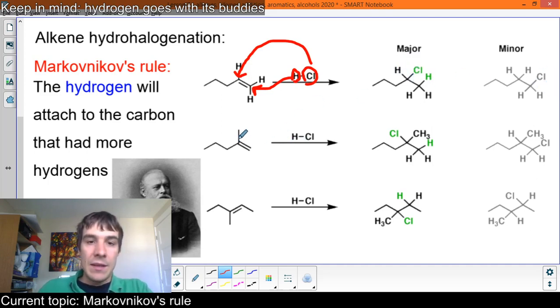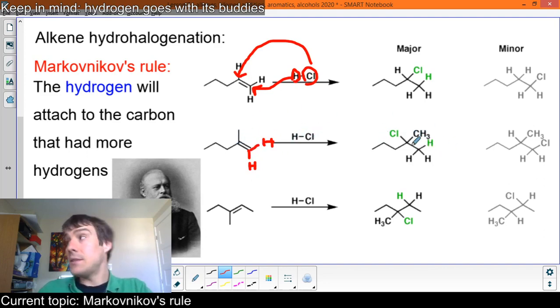For this one, same idea. This carbon is full, so 4 bonds, so no hydrogens there. There's 2 hydrogens here, 2 hydrogens here. So the hydrogen is going to go with the hydrogens, and the chlorine is going to go over here. And so that's what we expect.